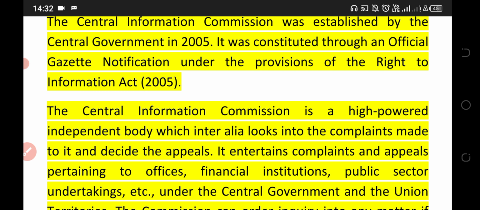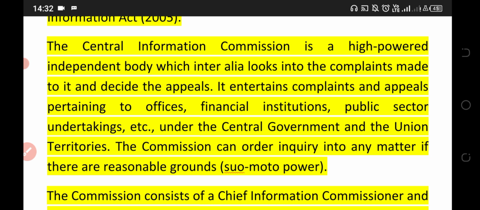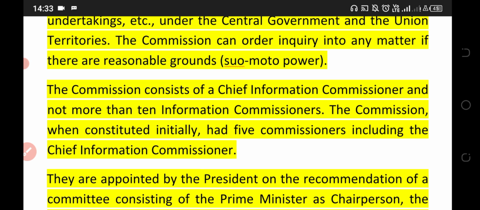Central Information Commission was established by the central government in 2005. It was constituted through an official gazette notification under the provisions of the Right to Information Act 2005. The Central Information Commission is a high-powered independent body which inter alia looks into the complaints made to it and decides the appeals. It entertains complaints and appeals pertaining to the offices, financial institutions, public sector undertakings under the central government and the union territories. The commission can order inquiry into any matter if there are reasonable grounds, by suo motu power.